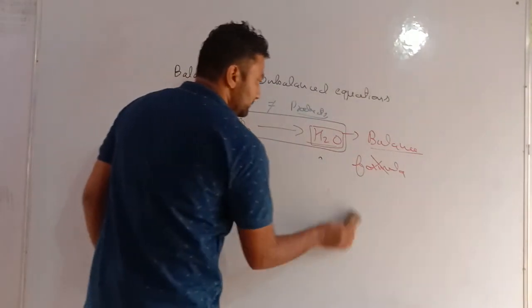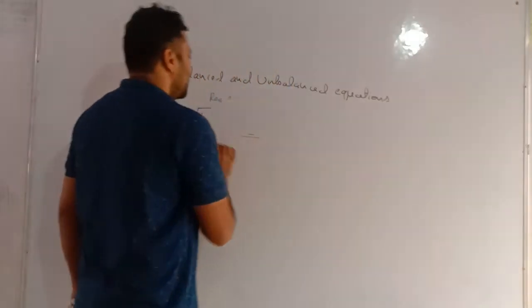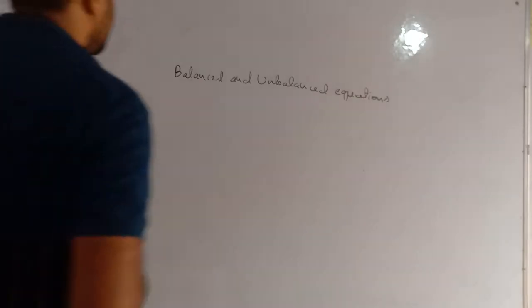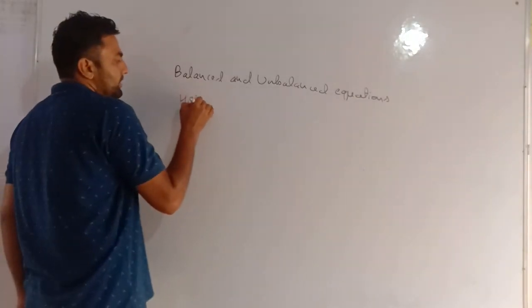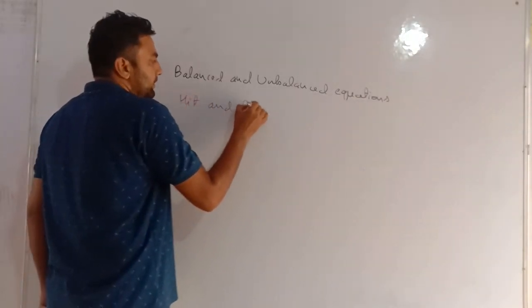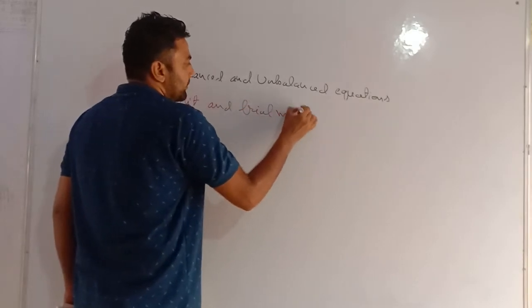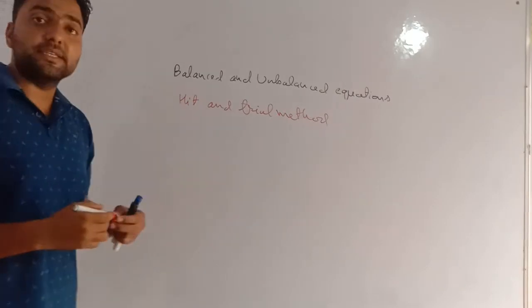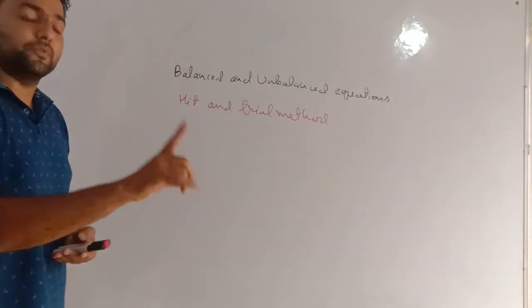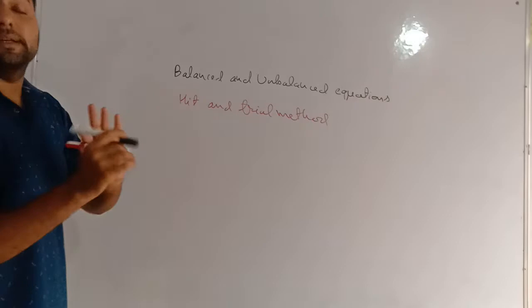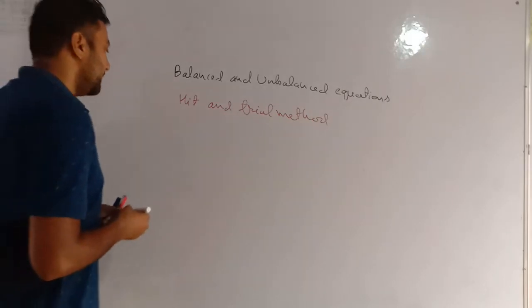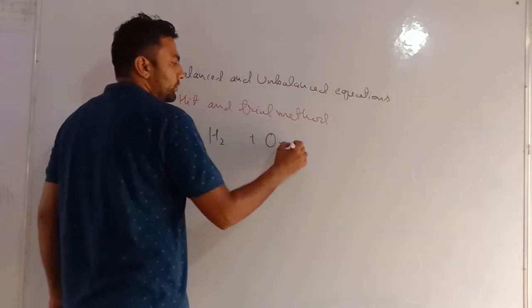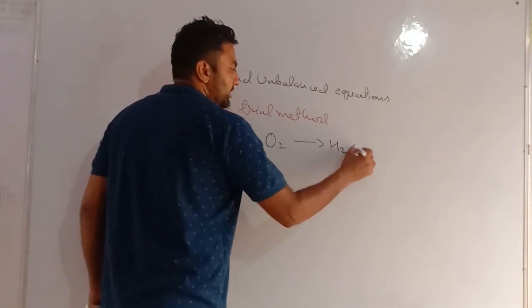First of all, how can I balance an equation? I have to do a process that is called the hit and trial method. That is, I will just try by changing the number of compounds or number of molecules. I can't change the molecular formula. H2 plus O2 gives H2O.